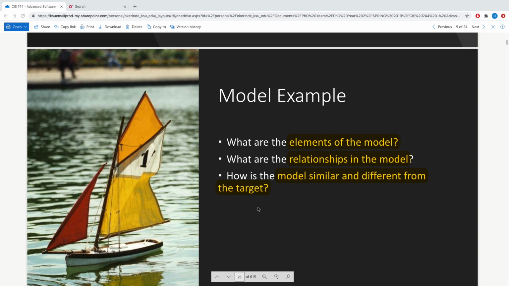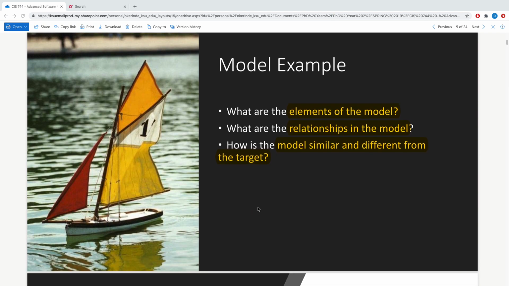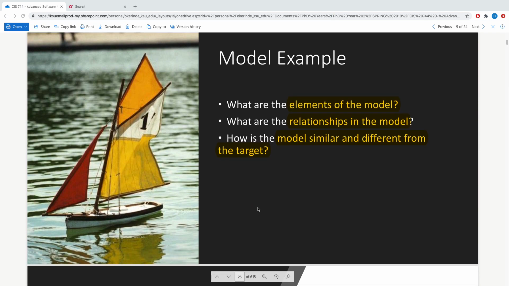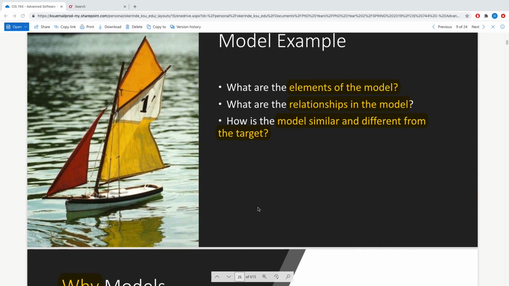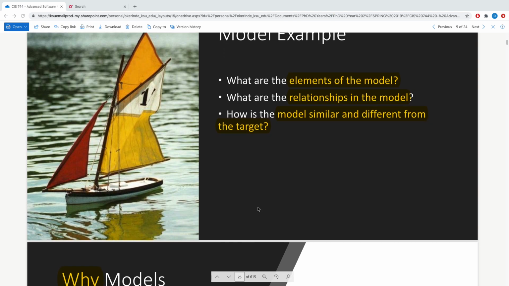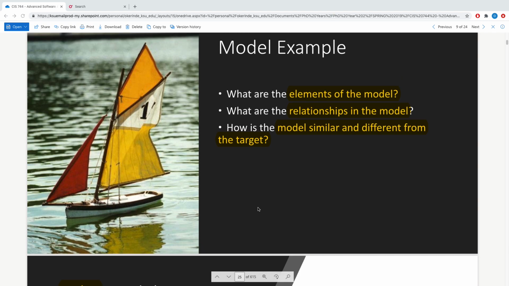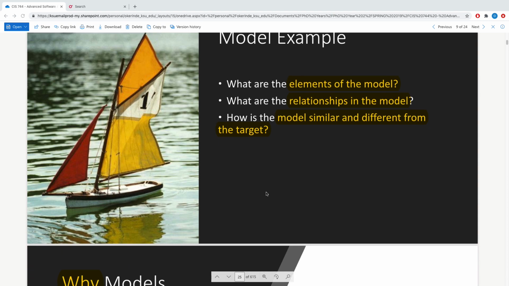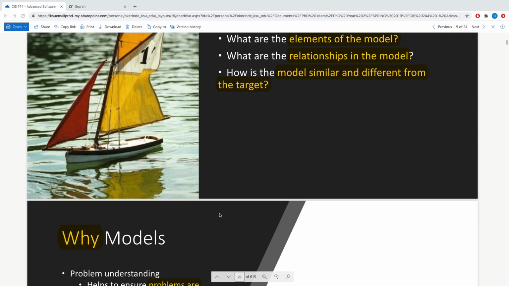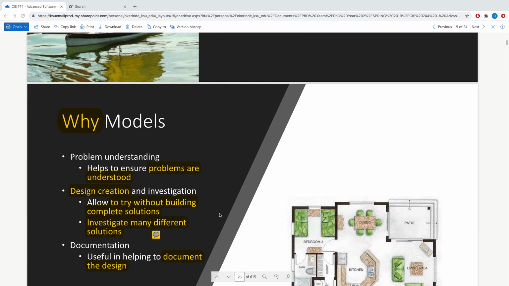So, for instance, this is an example. What are the elements of the model, and then what are the relationships in the model, and how is the model similar and different from the target? So, let's say you want to build a boat or a ship. You may want to do a little design of some of the components that make up your boat.